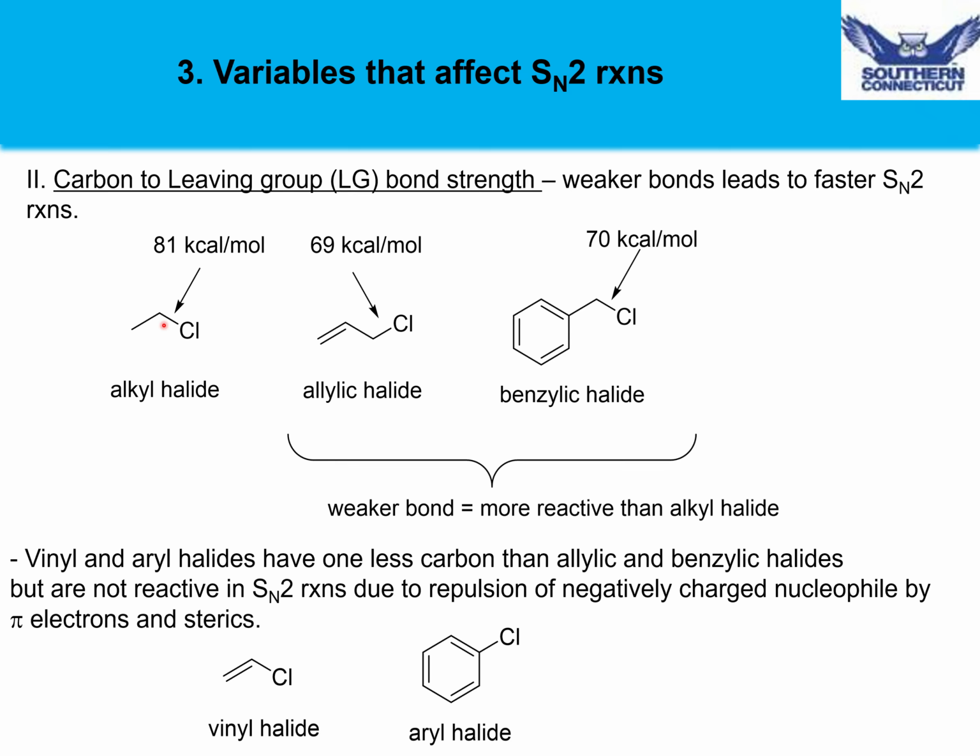Compare that to vinyl and aryl halides. Allylic and benzylic halides are much faster in SN2 than your typical primary alkyl halides. Meanwhile, vinyl and aryl halides are pretty much unreactive in the SN2 reaction for reasons we mentioned before.